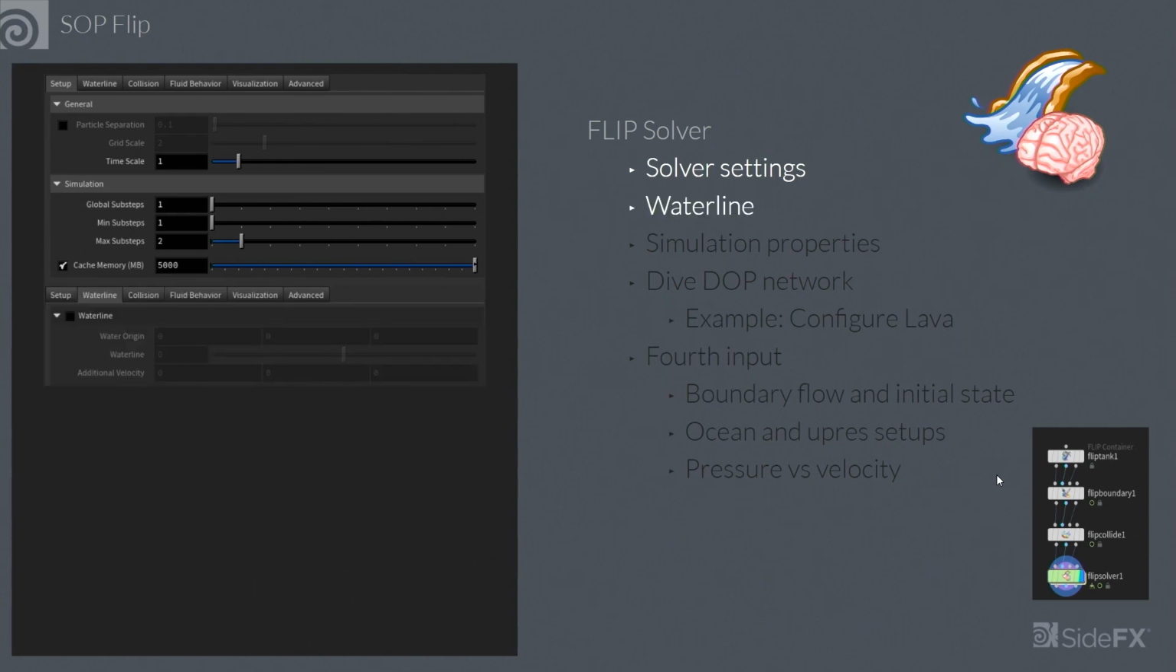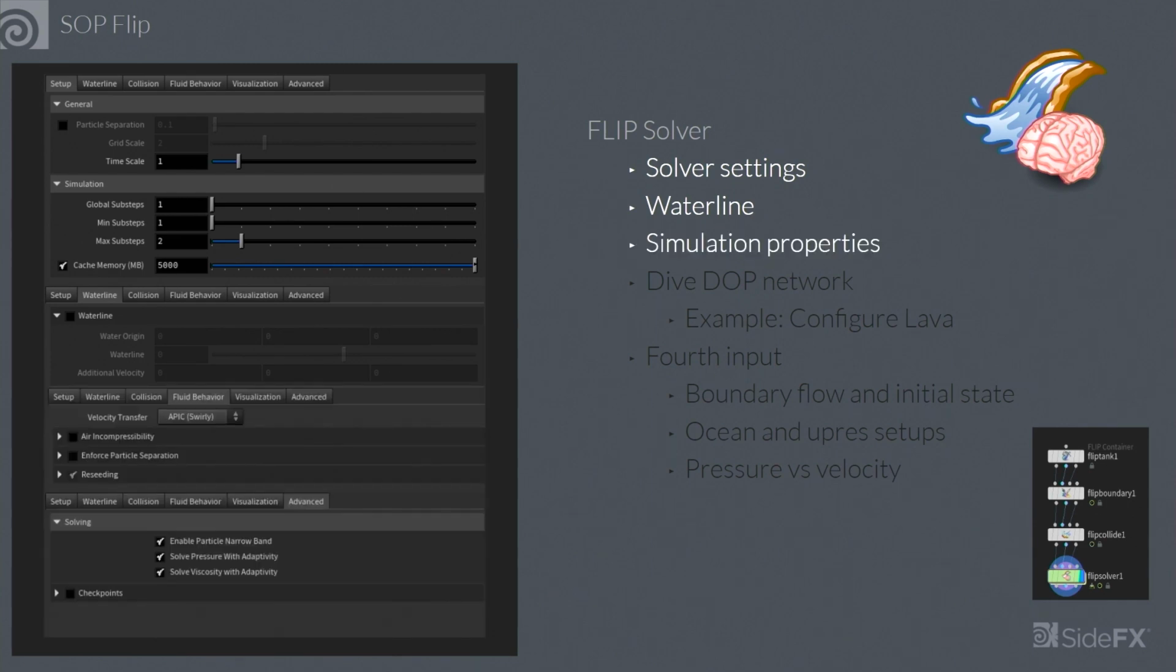Another option is to turn on waterline. And then you have a bunch of other options like reseeding. You can do particle separation and more advanced solver settings like adaptivity, and you can turn a narrow band on and off there.